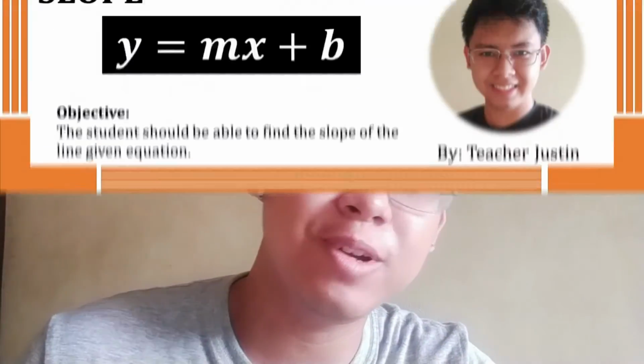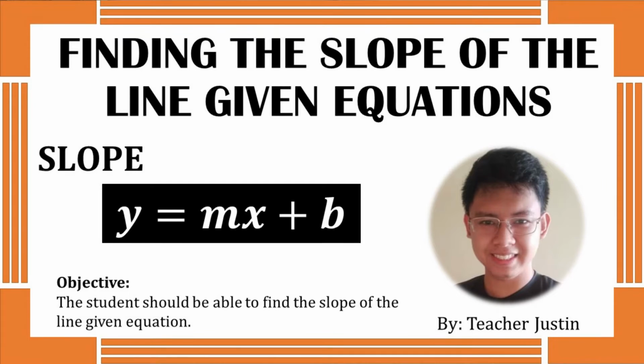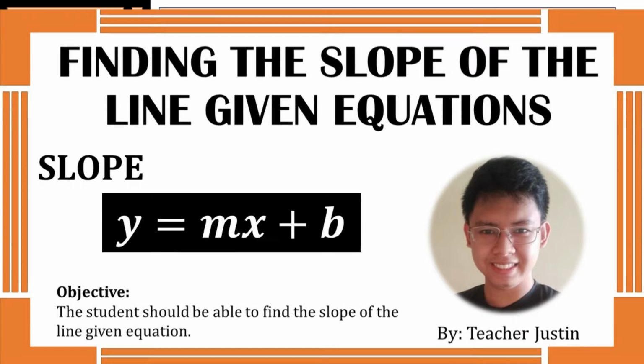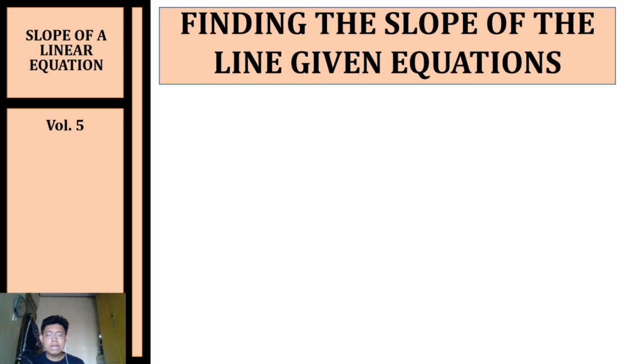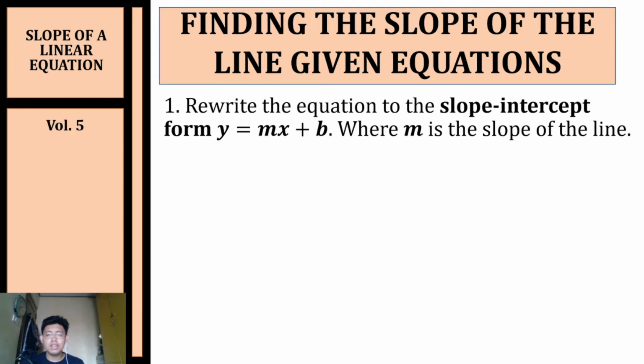On today's topic, we're going to find the slope of a line given an equation. Here is the step-by-step procedure in getting the slope of a linear equation given the equation itself. First, we're going to rewrite the equation in slope-intercept form. The slope-intercept form is y is equal to mx plus b, where m is the slope of the line.